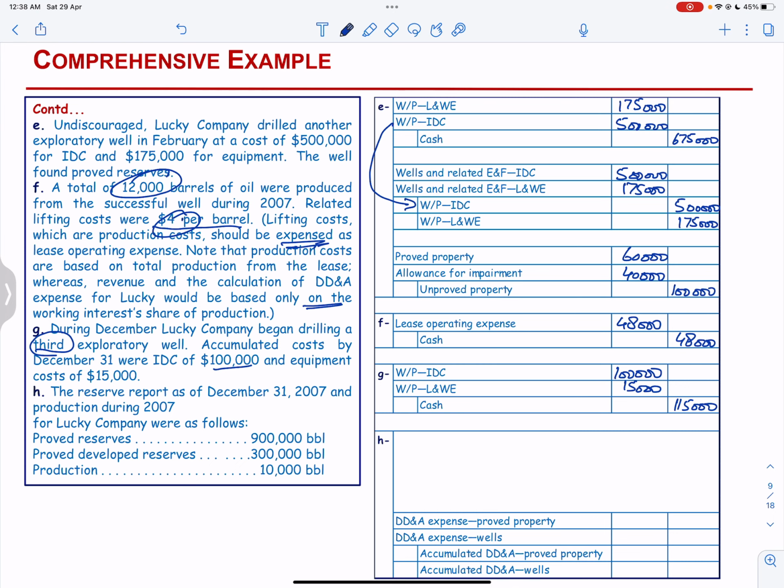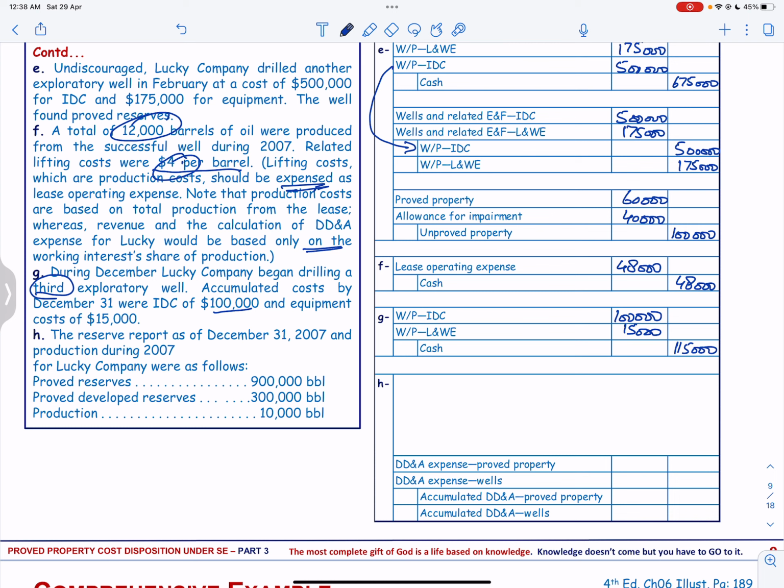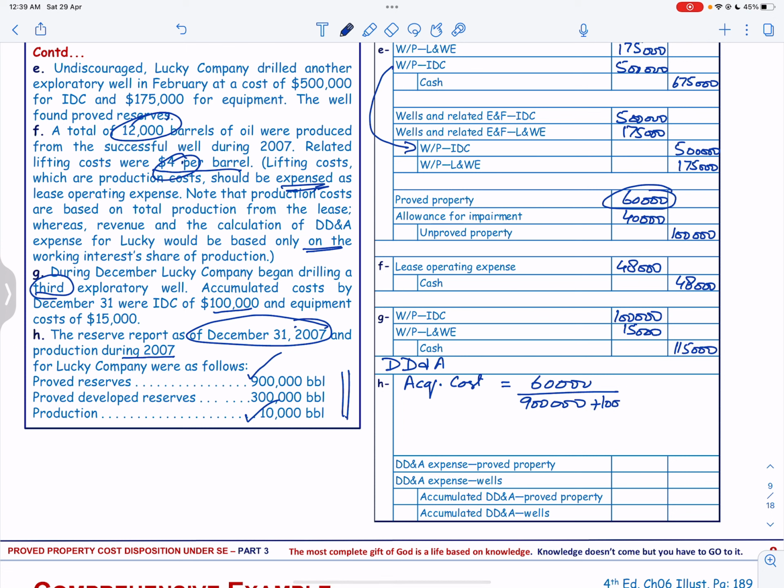Okay. The reserve report as of December 31, 2007 and production during 2007 were as follows. We have proved reserves, proved developed reserves. That means we have to calculate first of all the DD&A. And DD&A is going to be, first of all, for the acquisition cost, and the acquisition cost will be the proved property, that is 60,000, divided by the proved reserves, and the proved reserves are 900,000, and you can see that this is at the end of the year, so we will be adding the production as well, plus 10,000 times the production, that is 10,000, and this will give us 659.